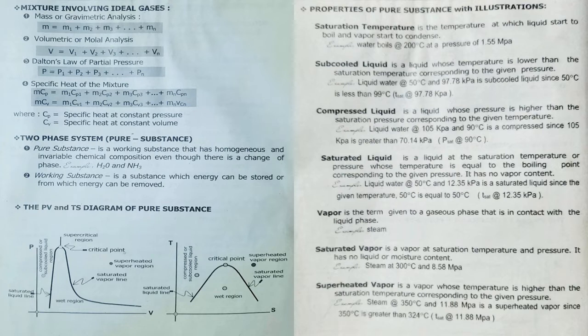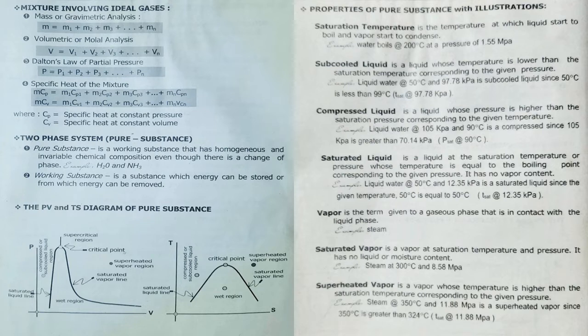You can use your thermodynamics tables to find these values. Compressed liquid is a liquid whose pressure is higher than the saturation pressure corresponding to the given temperature. Example, liquid water at 105 kPa and 90 degrees Celsius is compressed since 105 kPa is greater than 70.14 kPa, or Psat at 90 degrees Celsius.